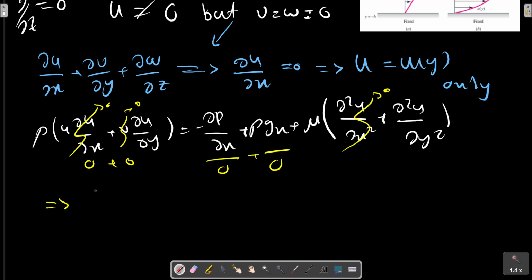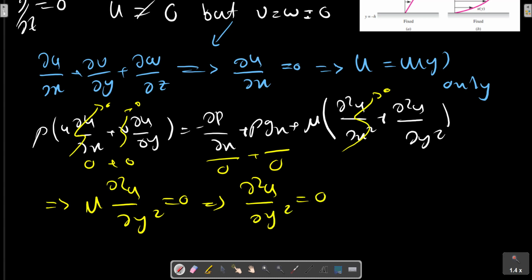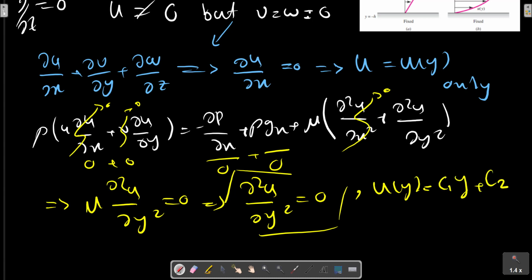for the equation. The final simplification is this relation, or we can have a relation from integration that u(y) equals c1 y plus c2.